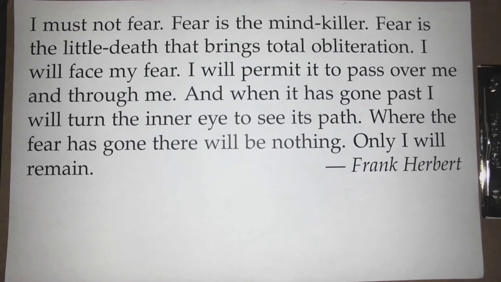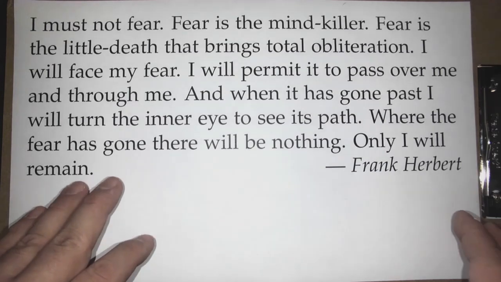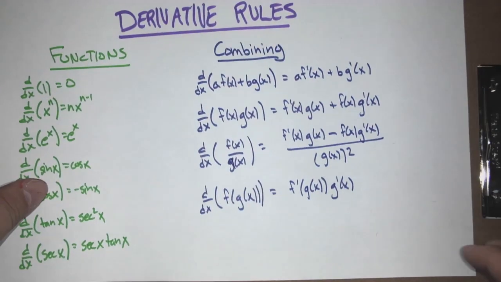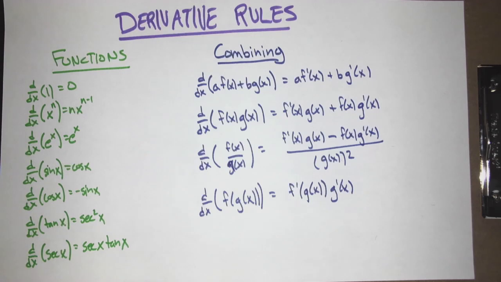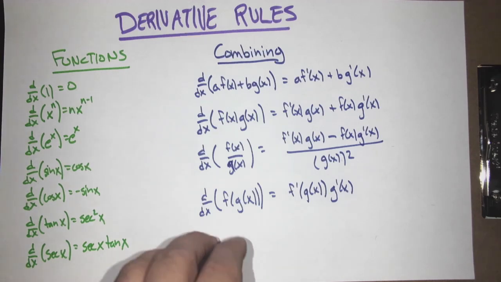Okay. All right. Well, with that thought, let's get to what we are doing. Well, essentially, we're at the point where we have a whole bunch of rules. And we have two categories for rules. One is we have particular functions for which we know the derivatives. So essentially, x to a power, e to the x, and your trig functions. And you also have rules for combining things.